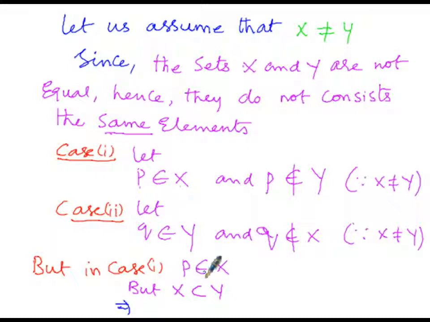P is belonging to X, that implies when P belongs to X, then certainly P also must belong to Y. The reason is because X is a subset of Y. When P is an element which belongs to X, then that also must be present in Y, because X is a subset of Y. What are the elements which are present in X? Those are also the elements of Y. Therefore it also belongs to Y.